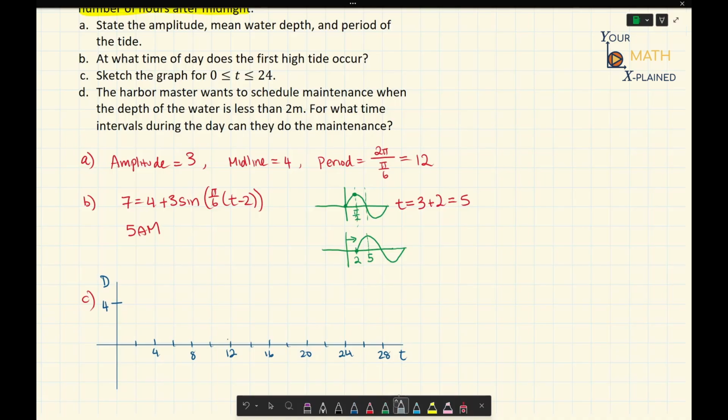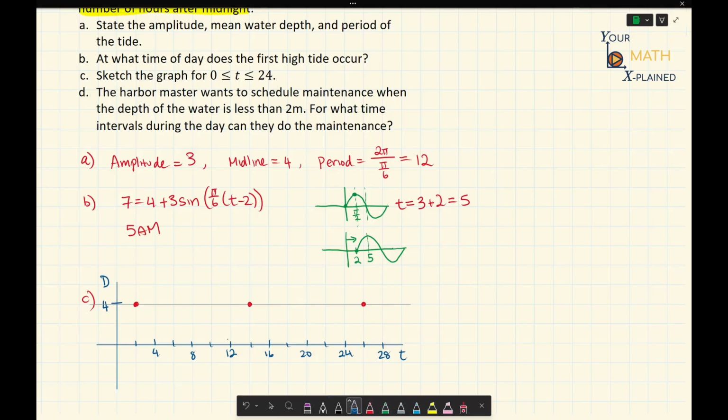And we're going to go and draw our midline. So since our phase shift is 2, that means we're going to start on the midline at t is equal to 2. And then our period here is 12. That means we're going to have one full cycle at 14, and then another full cycle ending at 26. And now our amplitude is 3.